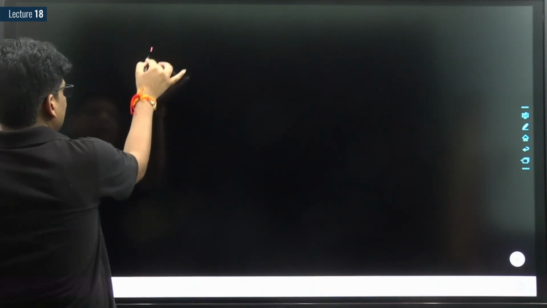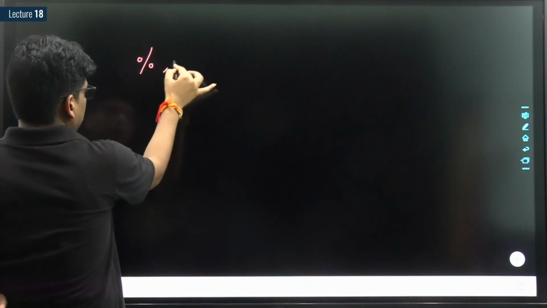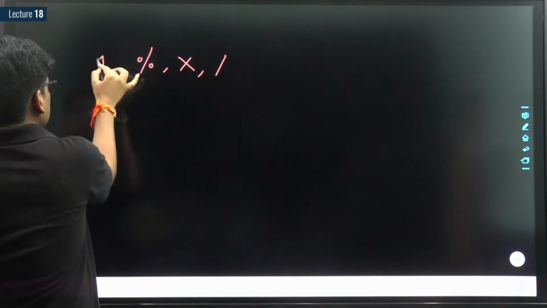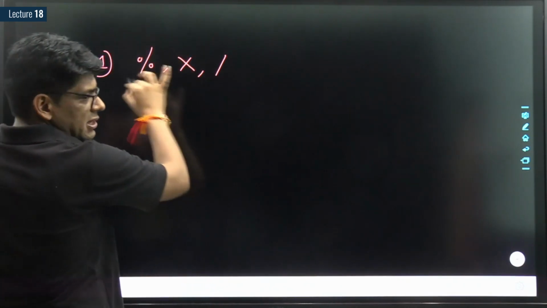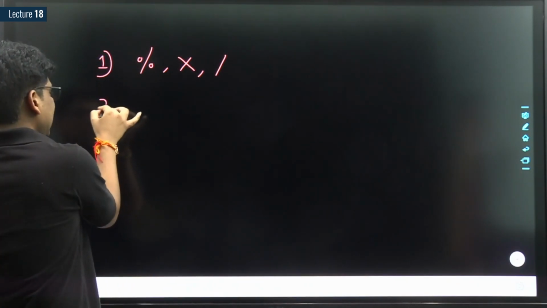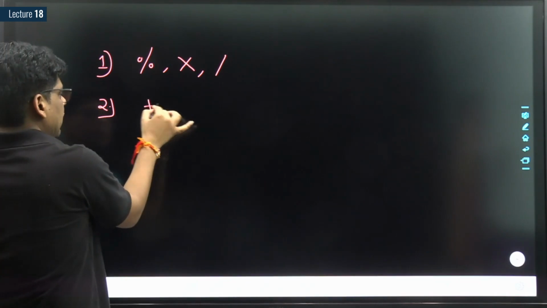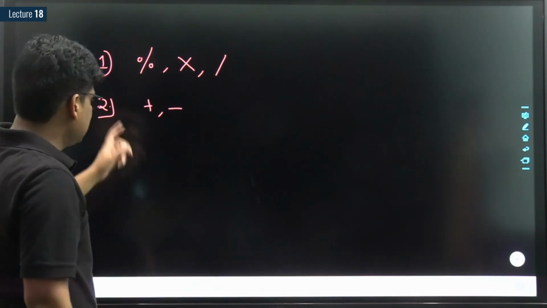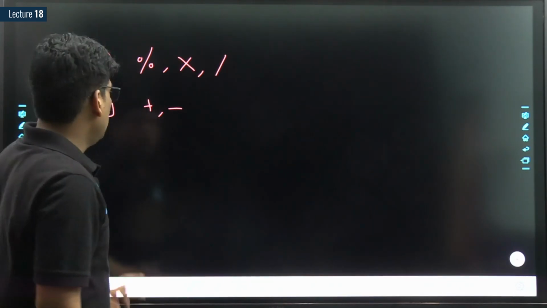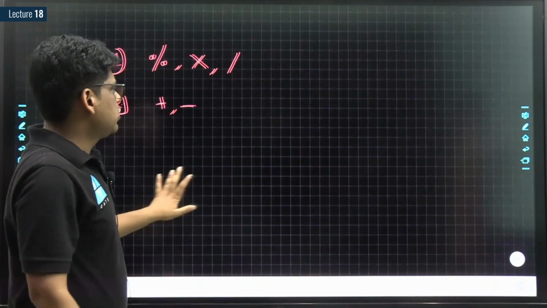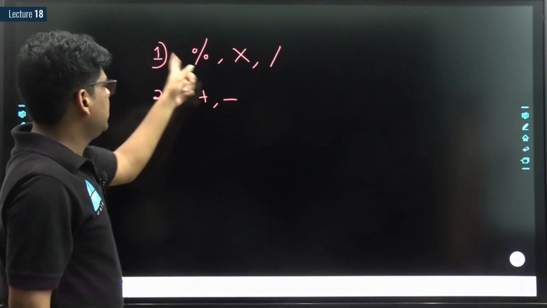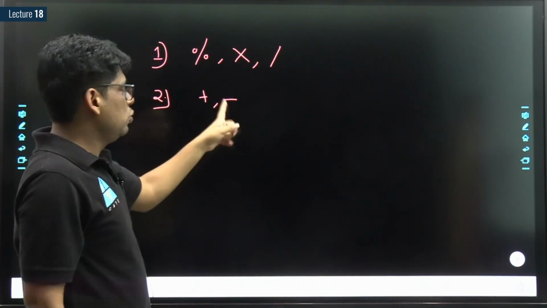Coming to 5 operators, we have the modulus operator, the multiply operator, and the divide operator. All of them are at the same level, and these 3 operators have high priority as compared to plus and minus. So, in arithmetic operators, there are 2 kinds of priority. First priority and second priority. Priority number 1, these 3 operators. Priority number 2, these 2 operators.